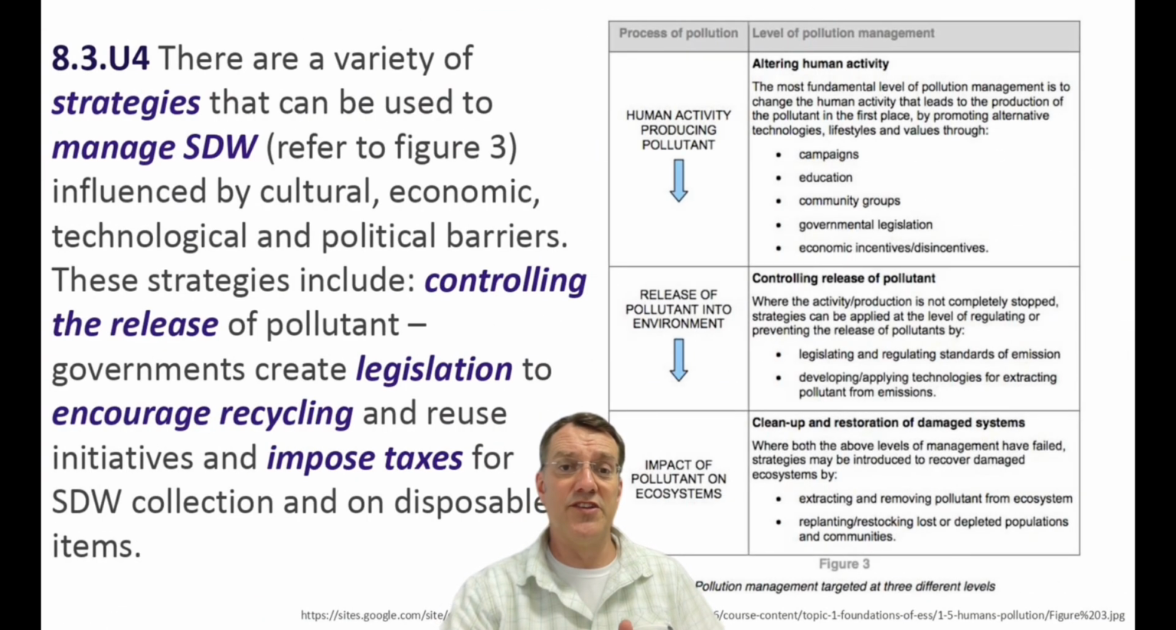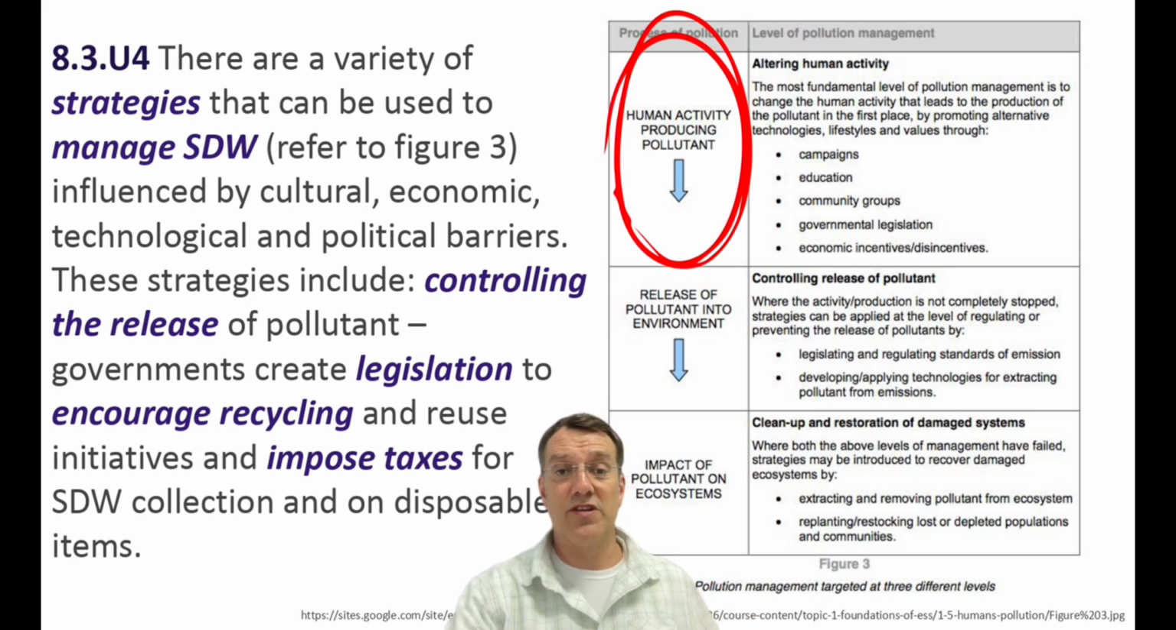Different strategies for managing solid domestic waste exist at three different levels, and you should recognize this from the three-tiered approach to pollution management that applies to any kind of pollution that you encounter in the ESS syllabus. The first tier is altering human activity. That's the most fundamental and the most effective.